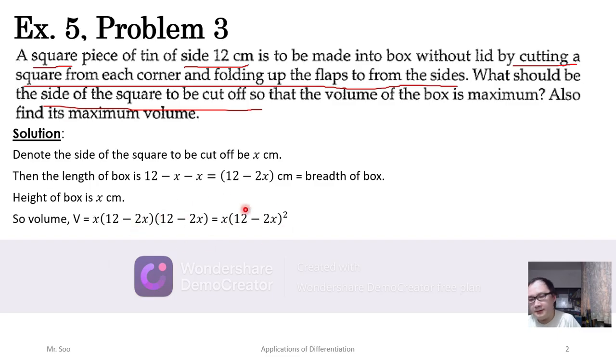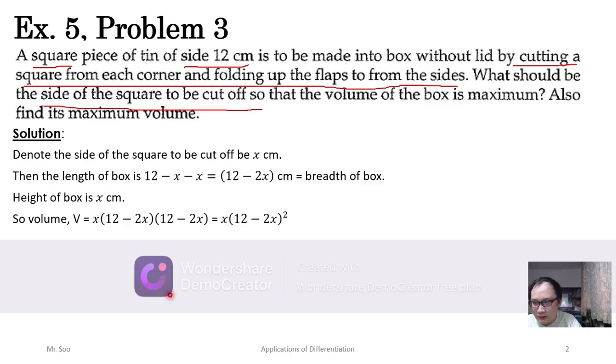Take some time to digest why the expression of the volume of the box is like that, especially the minus 2x portion. You may ask, how come the height of the box is x? Because we only want to know the side of the square to be cut off. So the side of the square here refers to the length and the width, where the height has no change. It's invariant.